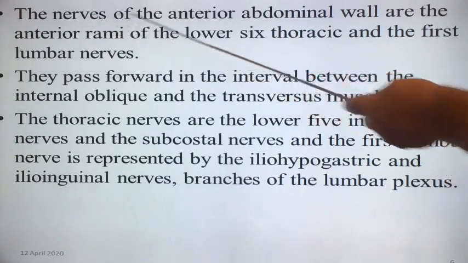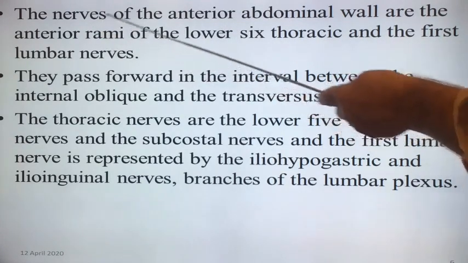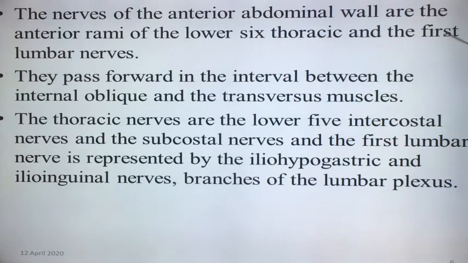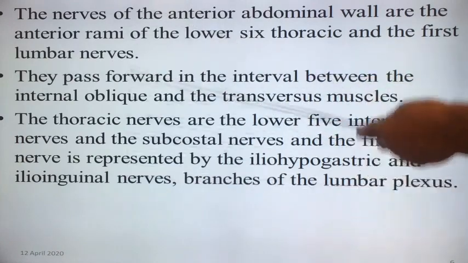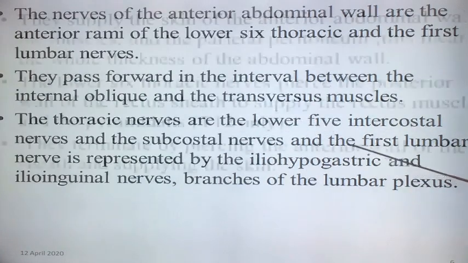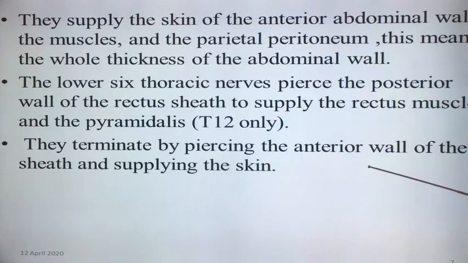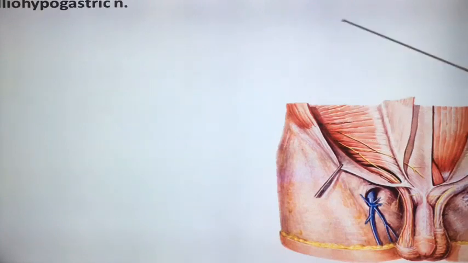The nerves of the anterior abdominal wall are the anterior rami of the lower 6 thoracic and the first lumbar nerve. They supply the whole thickness of the abdominal wall, from the skin down to the peritoneum. The last nerve, the first lumbar, divided into 2.